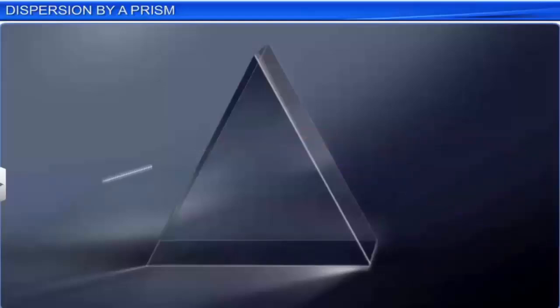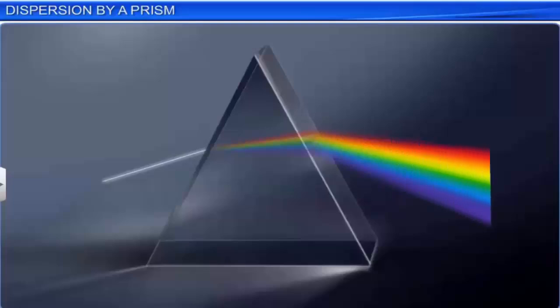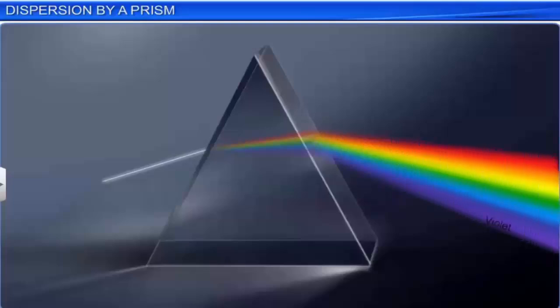Another important observation is that the colors always appear in a specific sequence. This sequence of colors is violet, indigo, blue, green, yellow, orange, and red. The sequence of colors can be remembered by the acronym VIBGYOR, formed by the first letters of all the 7 colors.